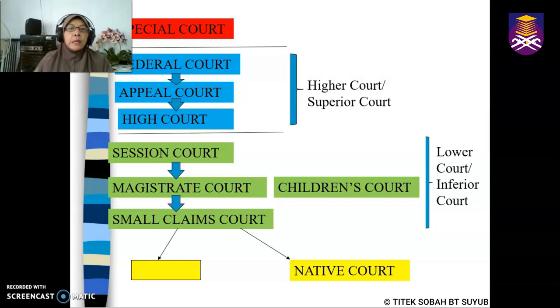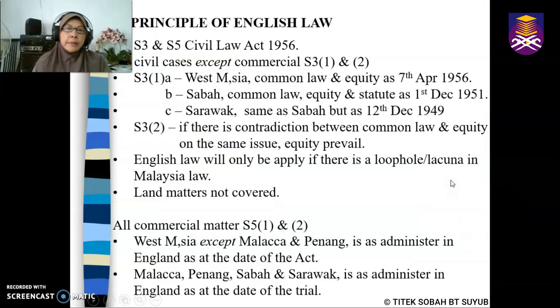And then we have the High Court, which is the lowest in the hierarchy of the higher courts, then the Appeal Court, and the Federal Court. And then I put it in red, this is the special court, and this is not for a layperson like us. This is for the rulers of the state. So now, let us go on with the unwritten law, the second unwritten law, which is actually the principle of English law.